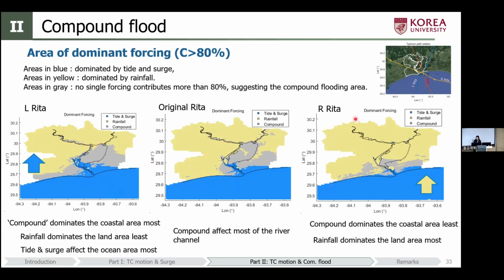And for these right Rita cases, we can find that the compound dominates the coastal area least. So that means if the TC motion is different, it will also cause different compound floods. But it also depends on the area where we are focusing, because the river network is quite different for different basins. So in this case, we just choose this basin. So the result is like this.